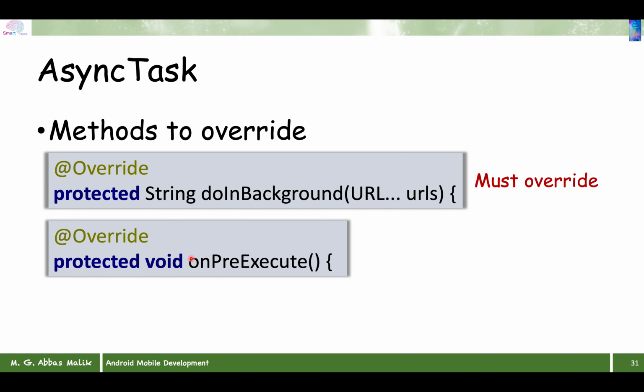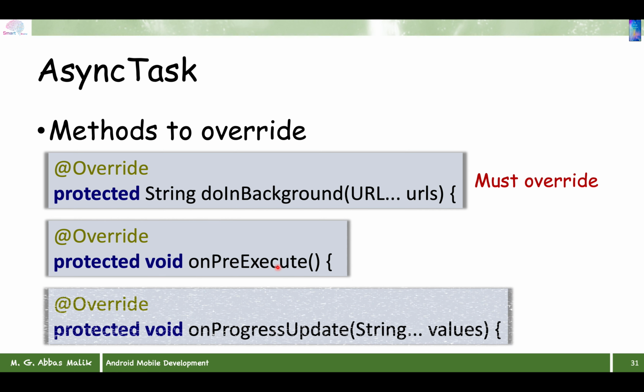On pre-execute means that before you run the doInBackground method, if you want to perform some initialization of the variables and so on, you can do it in onPreExecute. And we also have onProgressUpdate. Again, the first one, doInBackground, is the only method that you need to override. You need to tell what you want to do in that specific thread. These other methods are not compulsory to override, but if you have some specific requirement, then you can.